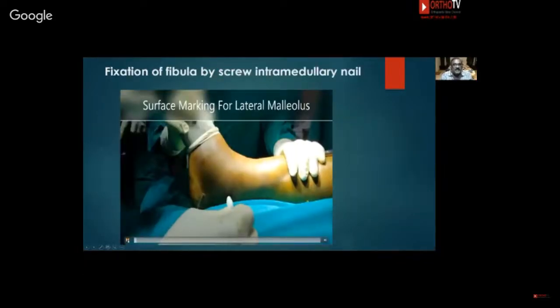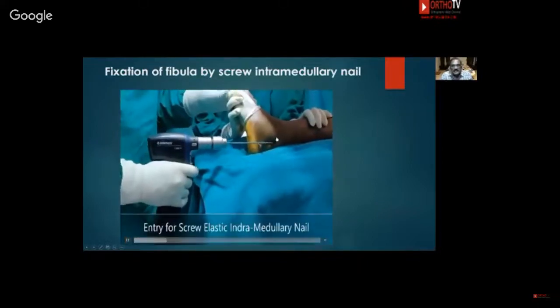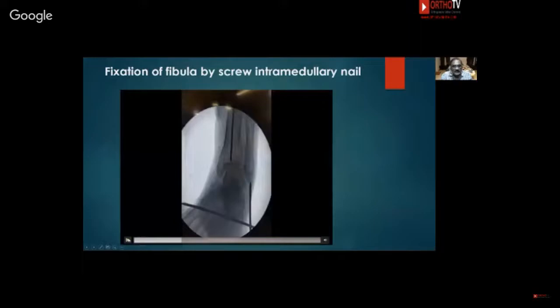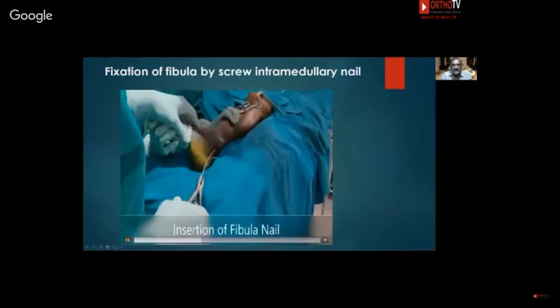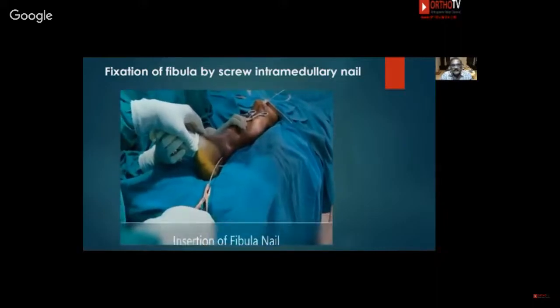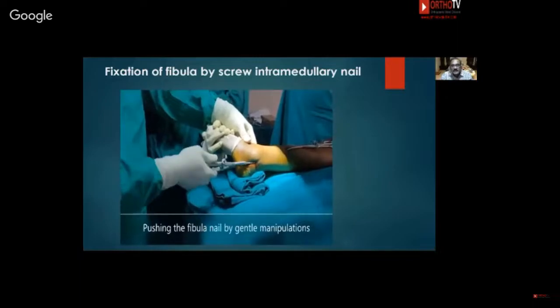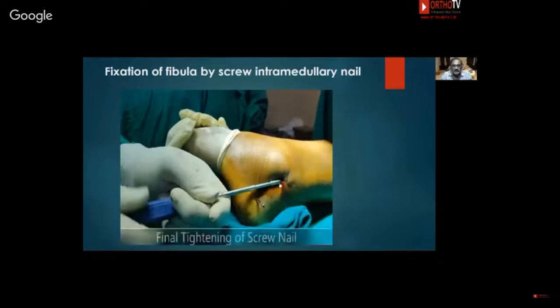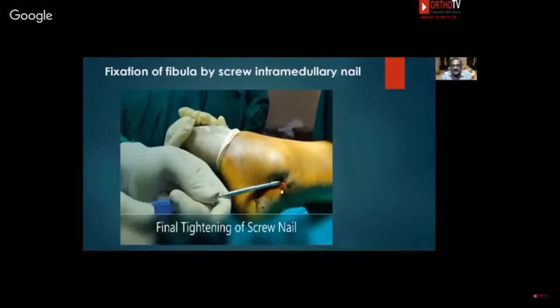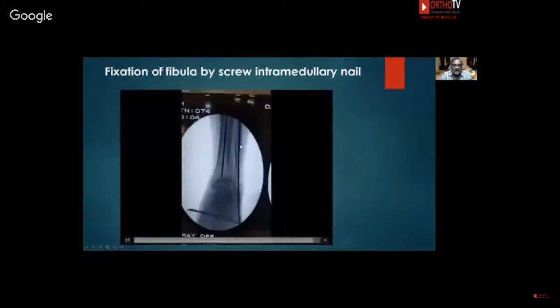You can see here how the fixation of the fibula is done by a screwing intramedullary nail, and this is the entry point. And then after the entry point, we have to negotiate the nail slowly, and you can see under C-arm, the nail is negotiated into the fibula first, and then screwing is done. So final tightening is done. This is mostly a percutaneous technique, and you can see here how beautifully and nicely the fibula is fixed.